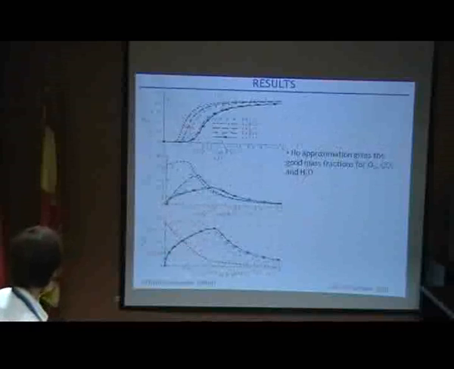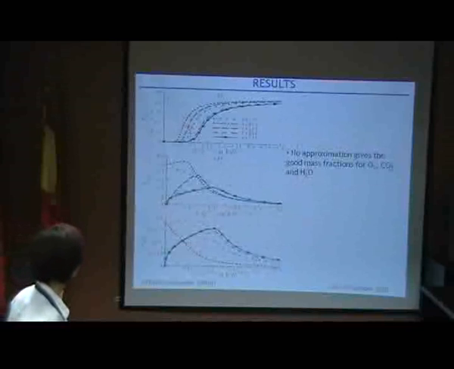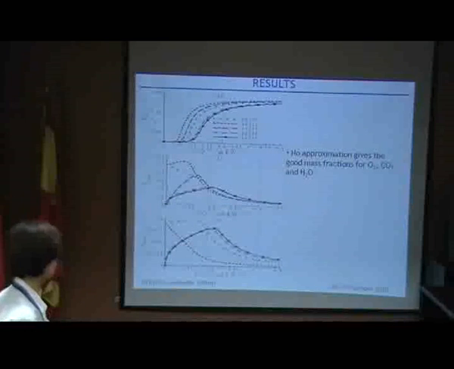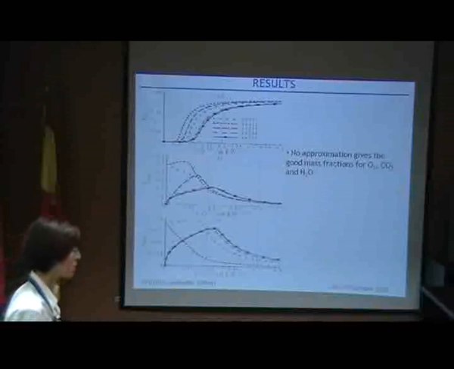This figure shows the evolution of the mass fraction of oxygen, carbon dioxide, and water vapor. This result shows that an exact number of approximations are able to predict the mass fraction of species.